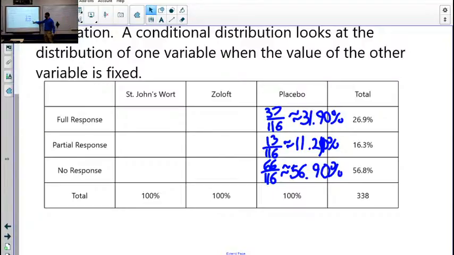Or, depending on what we're looking for, we could do this conditional the other way and just focus in on, out of all the ones that had no response, make that 100% and say how many of them came from the herb, how many came from the pill, how many came from the placebo. So you can do it the other way, and that just gives you a different comparison to make.